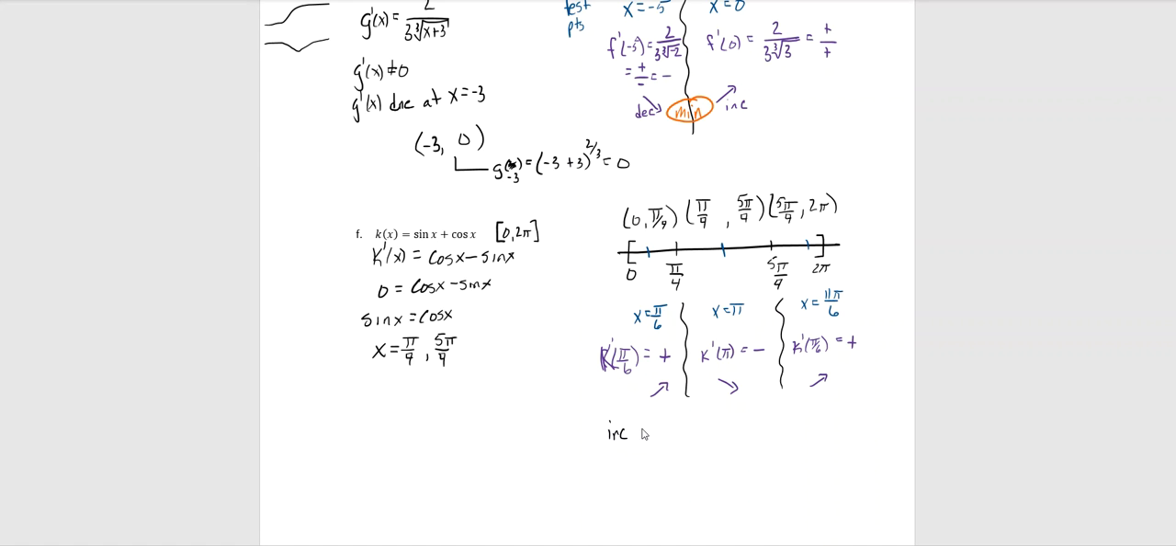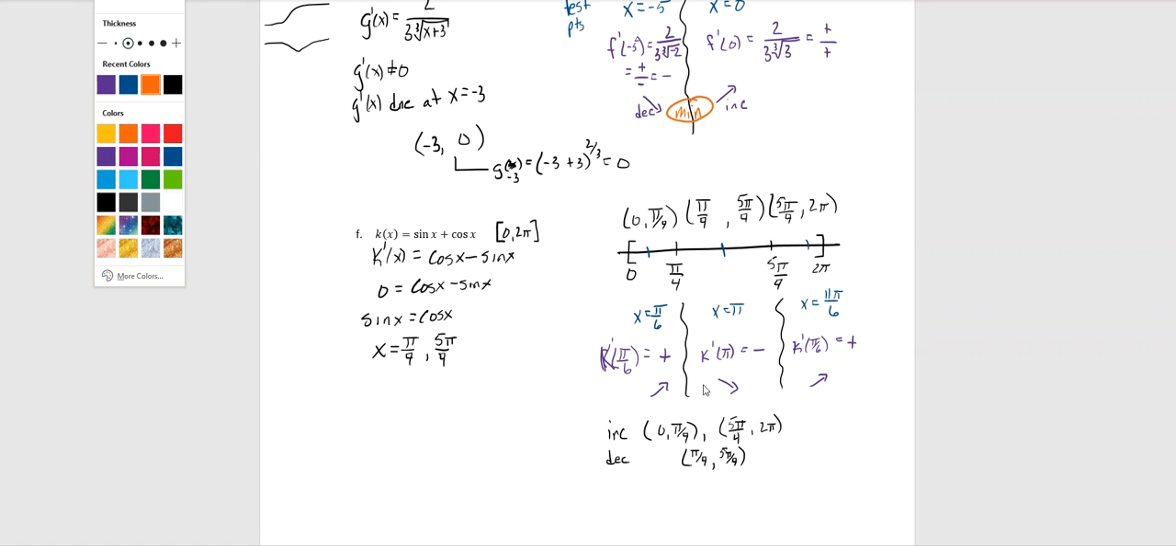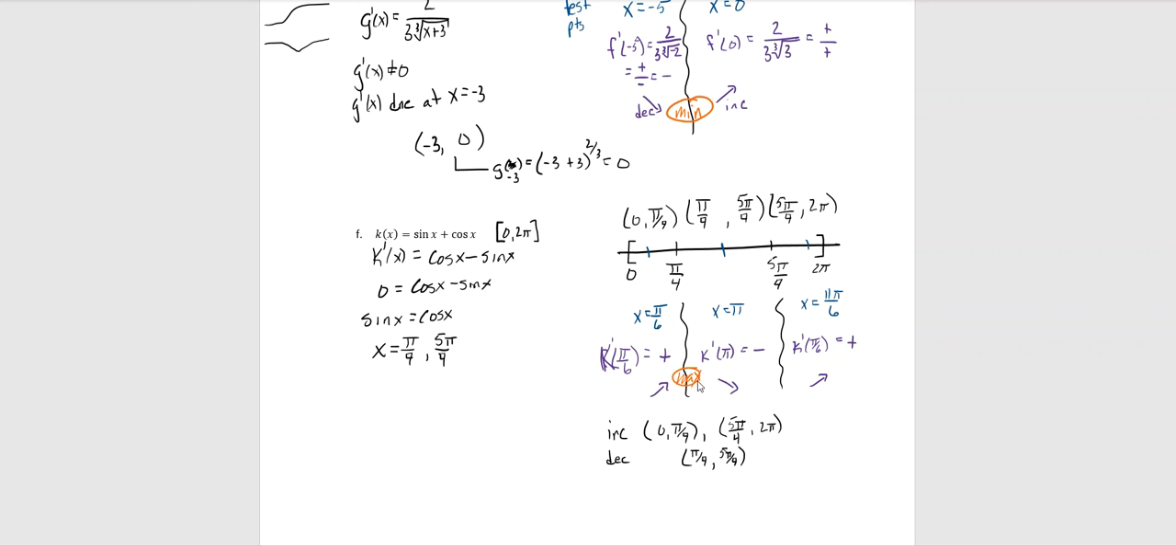We know that we are increasing from 0 to pi over 4. And again, from 5 pi over 4 to 2 pi. We know we are decreasing from pi over 4 to 5 pi over 4. We also know that we have a maximum and a minimum. In particular, our pi over 4 is going to give us a, well, let's see. We can find out if it's relative or absolute.